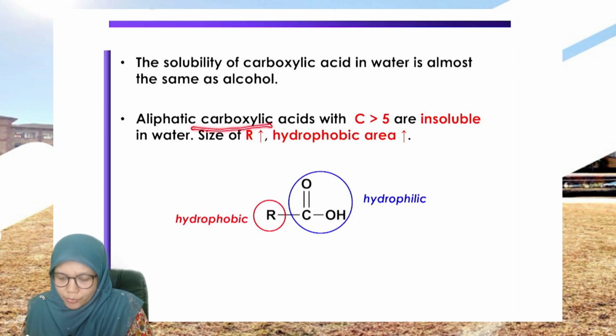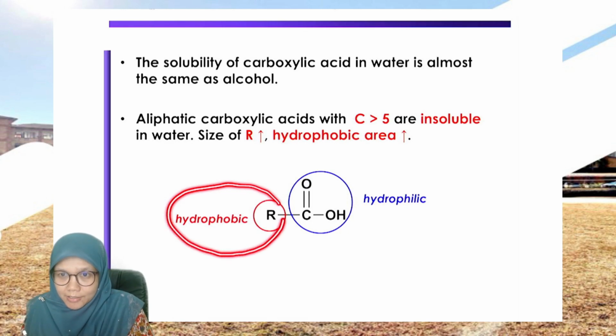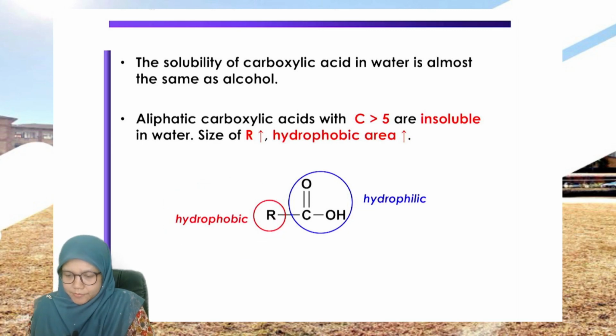Aliphatic carboxylic acid with carbon larger than 5 are insoluble in water. Ini kenapa pula? Kenapa pula kalau ada karbon banyak insoluble in water? Okay, sebab bila bilangan karbon banyak, maksudnya alkyl group dia besar. Alkyl group itu refer kepada hydrophobic area. Okay, inilah R kat sinilah. Kalau carboxylic acid ni ada bilangan karbon lebih daripada 5, walaupun kita tahu carboxylic acid ni boleh form hydrogen bond with water molecule, disebabkan hydrophobic area yang besar ni, dia akan mempengaruhi solubility of carboxylic acid.